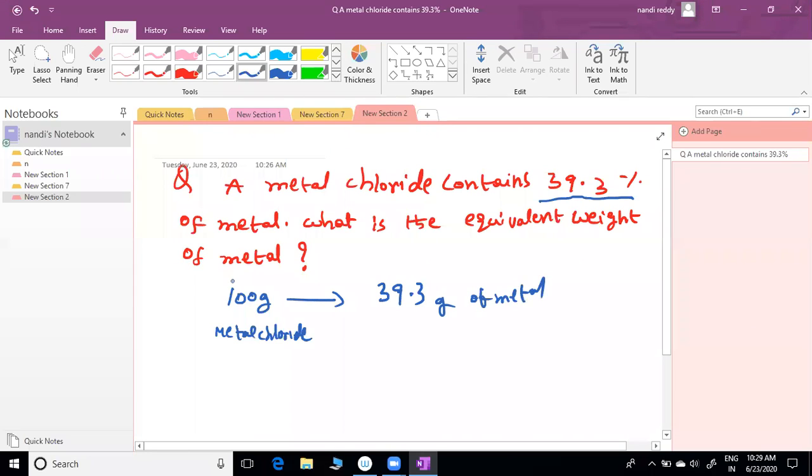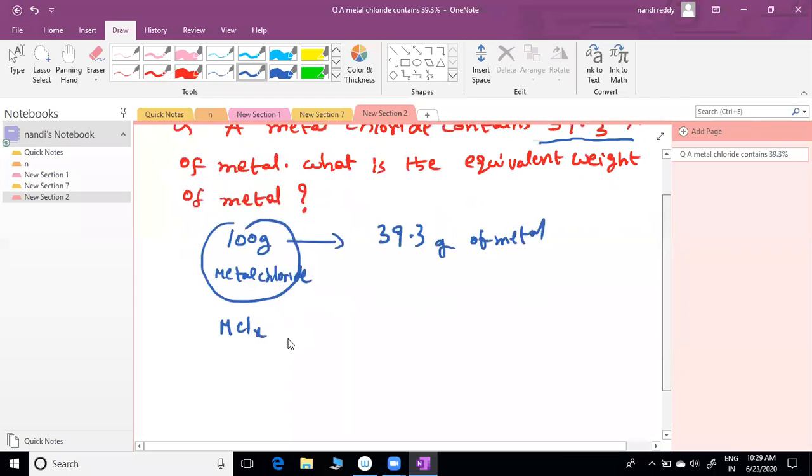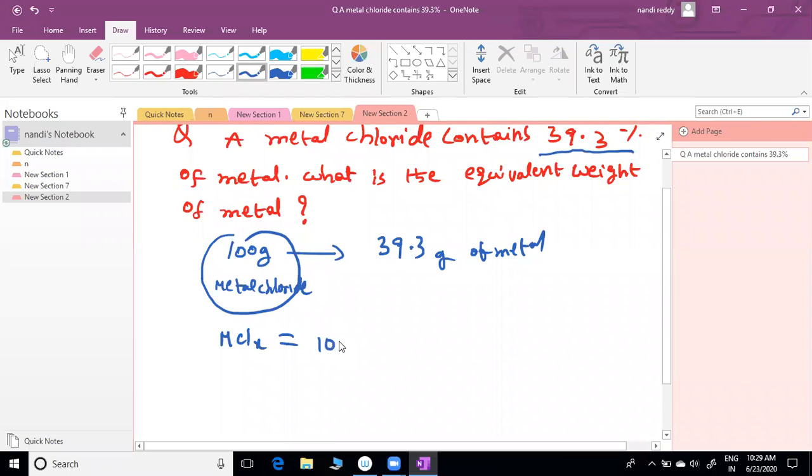Means what is the chlorine weight? Can you calculate the chlorine weight here, please? This is metal chloride, some MClX is the metal chloride. How much is there? Weight of chlorine. Metal chloride is 100, sir. Metal I don't know, but chlorine I know. Sorry, metal how much here?